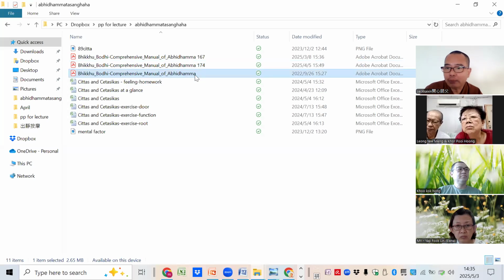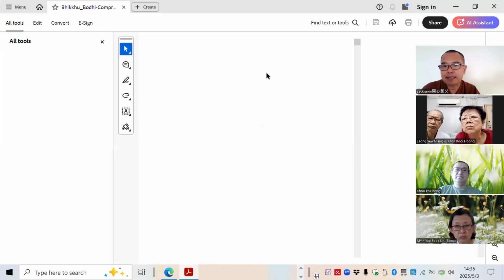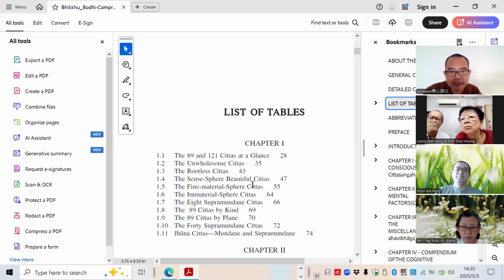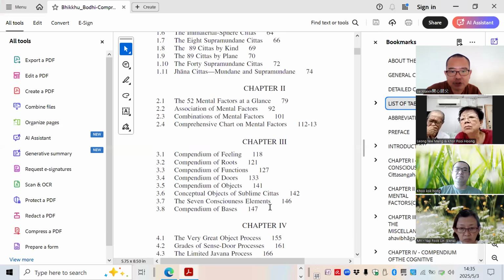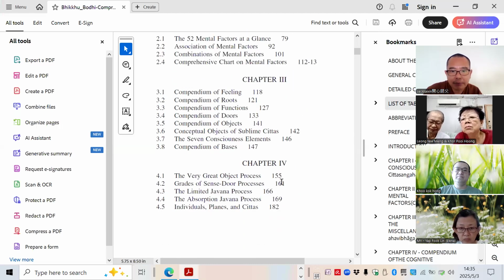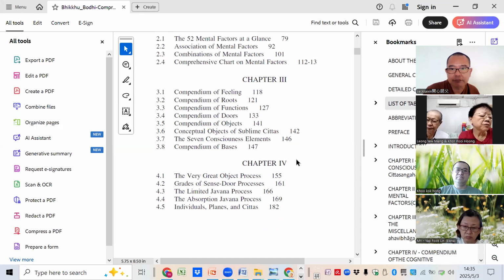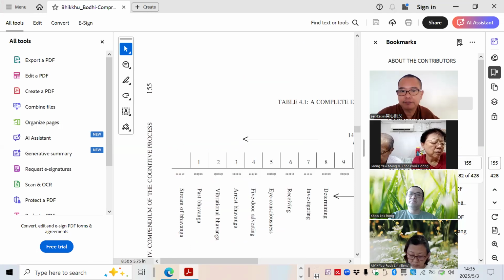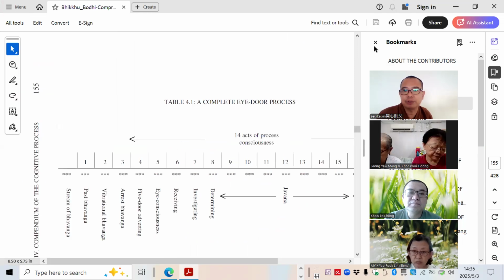Normally, if we are alive, the life cognitive process has 7 javanas. Please take a look at the diagram, chapter number 3, chapter number 4, page 155. Let's go to page 155. Okay, so class, take a look. This is the diagram we are referring to.